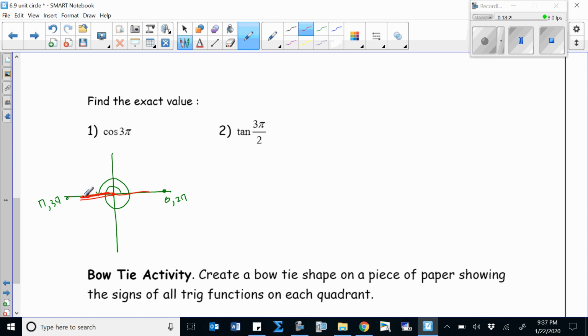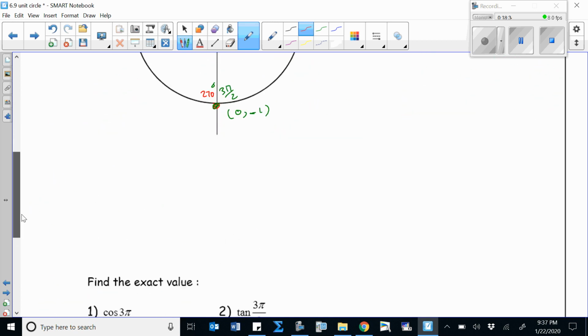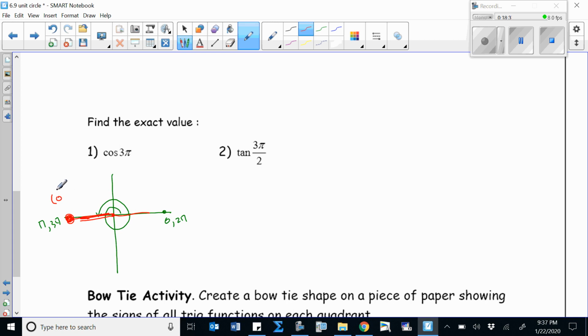So if I know the coordinate of this point, I can find cosine of 3 pi. Coordinate of this point, based on what we did here, is -1 and 0. And we learned that x is cosine of theta and y is sine of theta. So cosine is just the x value. It's -1.